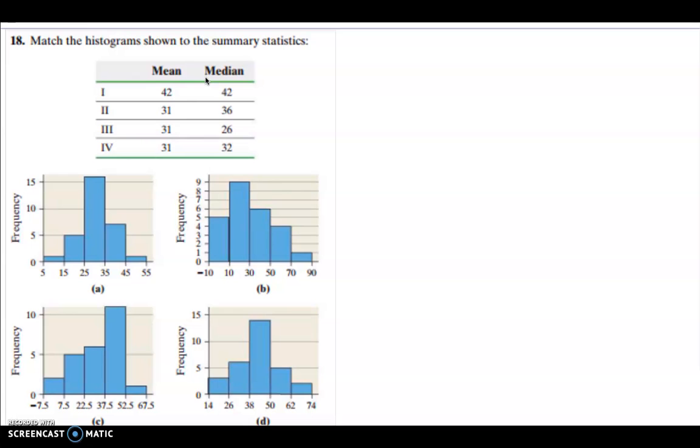But for this one, we're going to try and match the histograms. For this first part, I, we have the mean and the median are the same. If you recall, when the mean and the median are the same, then these were symmetric. So I'm looking for a symmetric graph where the mean and the median are about 42. If I look at part D, that looks like it would be about 42 in the middle there, and it's relatively symmetric. So part D is going to be the letter I.